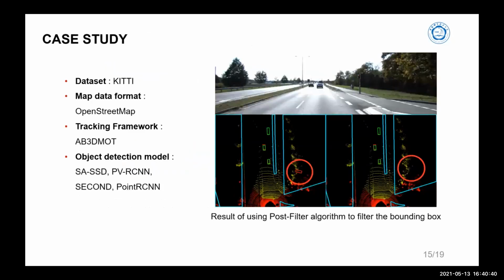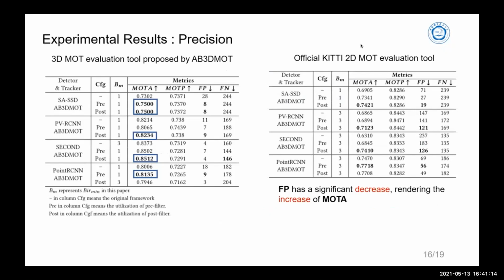We made our preliminary experiment on the typical driving scenarios in the KITTI dataset. The map data is extracted from OpenStreetMap based on the GPS data in the dataset. We test the combination of one of the state-of-the-art 3D tracking-by-detection frameworks, AB3D MOT, and 3D object detection models with voxel-based, point-based, and a combination of both paradigms. Here we show the experimental results.